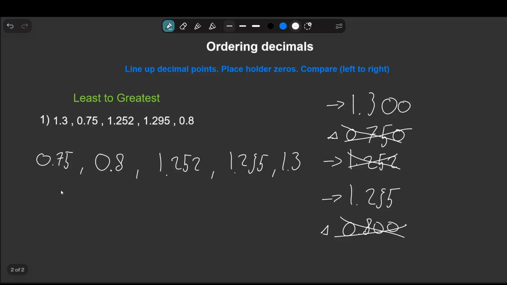So this was basically it on how to order decimals from least to greatest. I hope you understand it now. If you guys want, I will make a video on how to compare them from greatest to least with different decimals, but I don't think it's necessary to do that, except if you guys want to.